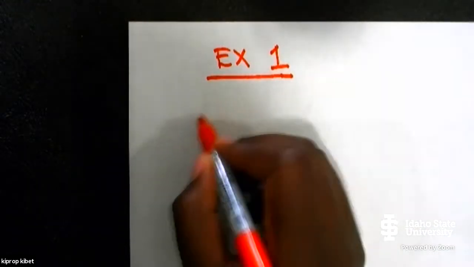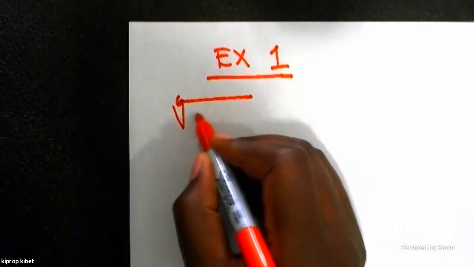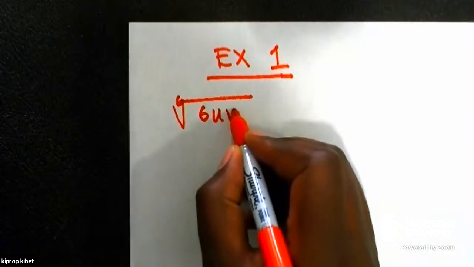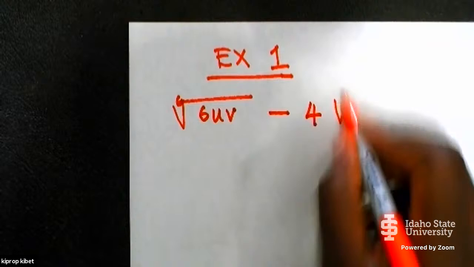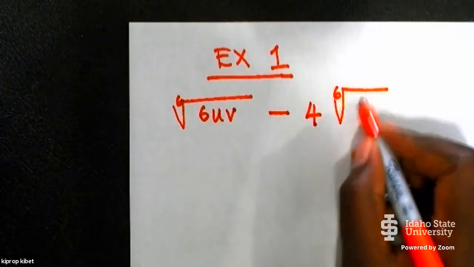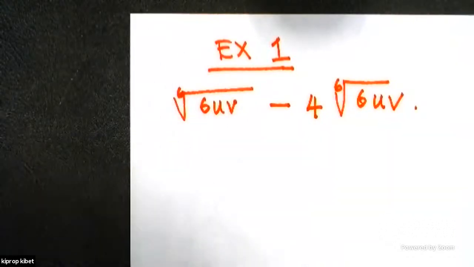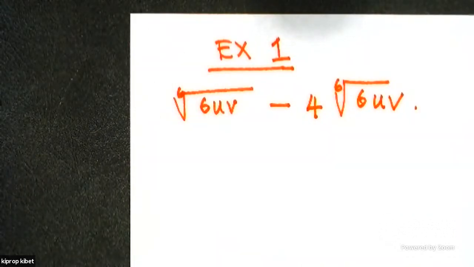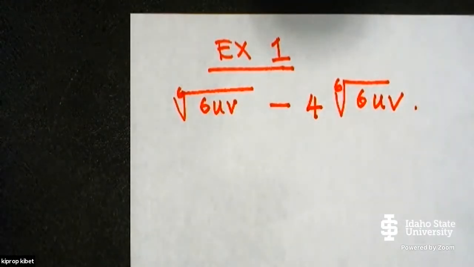Simplify the sixth root of 6uv minus 4 the sixth root of 6uv. Simplify the sixth root of 6uv minus 4, the sixth root of 6uv.